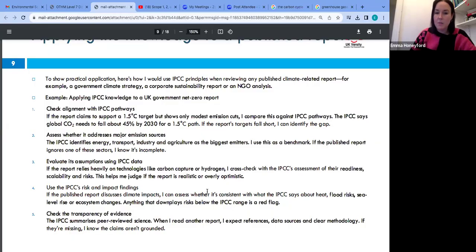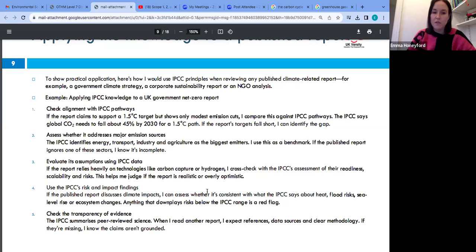Typically we know that any organisations that do rely on carbon capture can be seen as being a weak form of sustainability, because it's focusing on the aftermath rather than mitigation, rather than reducing carbon. It looks at dealing with the carbon after it's been released. So yeah, it's good to check where the IPCC stands on that.